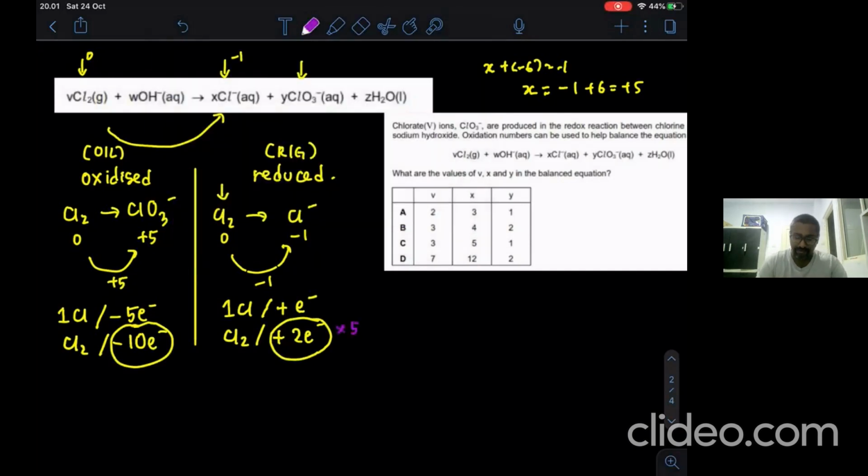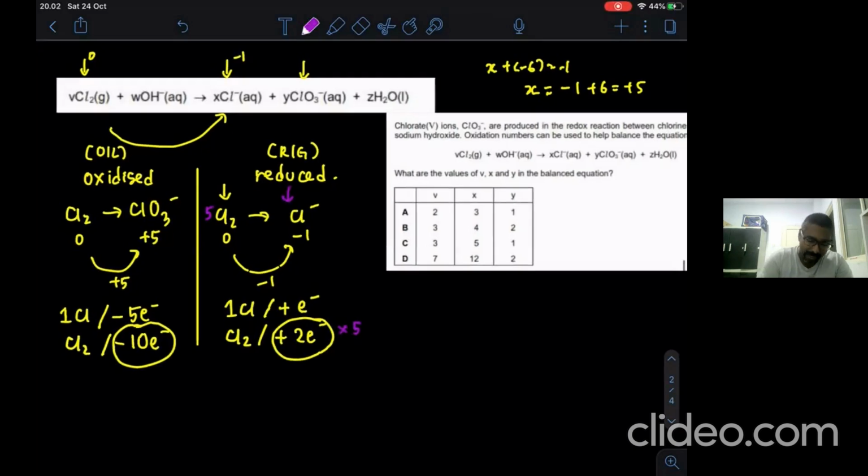So I times this by 5. When I times by 5, I will get 10 electrons, and then the 10 electrons will cancel with each other. So here, I'm going to put 5. I need to times everything by 5. So here, I'll just put 5 here. This part, we can leave it for a while. So here, I'm going to times by 1. So this one, we leave it as 1.